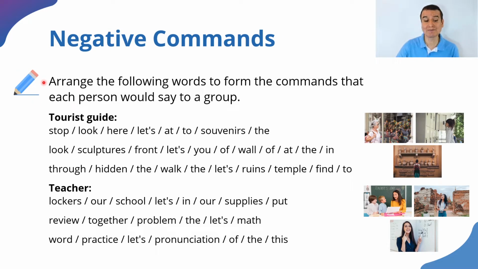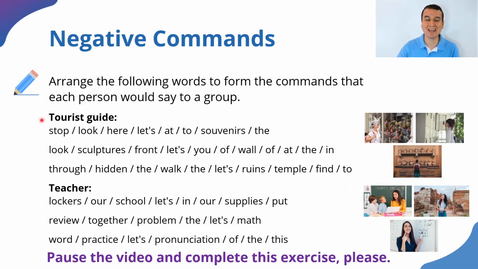The first one is arrange the following words to form the commands that each person would say to a group. And we have here a tourist guide and a teacher. And we have some sentences with words scrambled. So put them in the right order to form the command that they would give to a group of people, but they are participating in that group, so they will do that as well. Think for a moment, pause the video, complete the activity, and we'll see the answers in a moment. Go ahead.